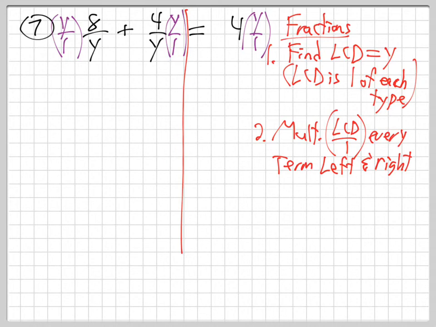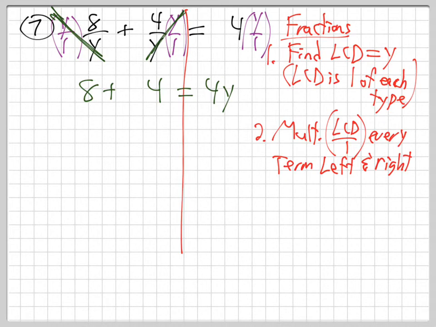So can you take it from there? Cross cancel now and bring down what's left over. Okay, so time to cross cancel. I'm going to cancel these y's out and these y's out, right? So 8 plus 4. And what happens on the right side? Can I cancel anything on the right side? Nope. Just 4y, right? There's nothing to cancel. There's nothing matching top and bottom.